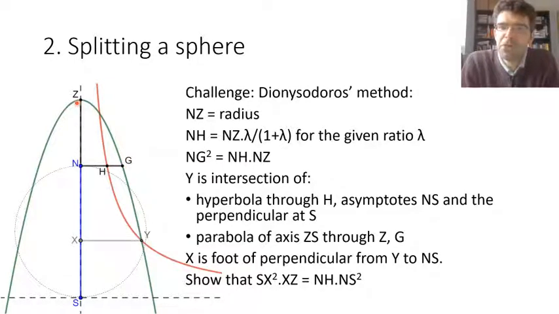And then we draw the hyperbola through H, with these lines through S as the asymptotes, and the parabola with axis ZS that passes through Z and G. And the challenge is to show, using the same basic properties of the parabola and the hyperbola, this is what I'm asking you to have a practice with, that those two curves intersect at a point y next to the circle, such that the plane through y perpendicular to NS is the right place to cut the sphere, so that the segments have the ratio of lambda to 1 to each other.